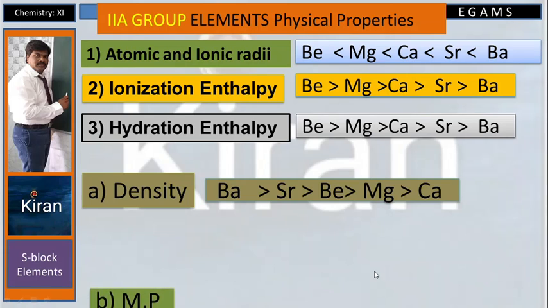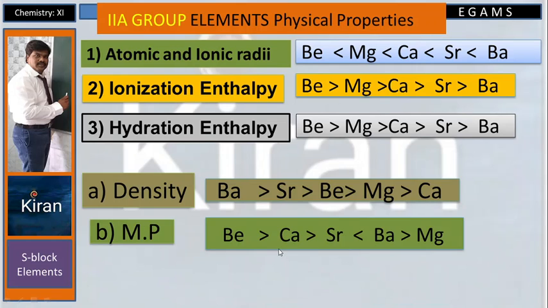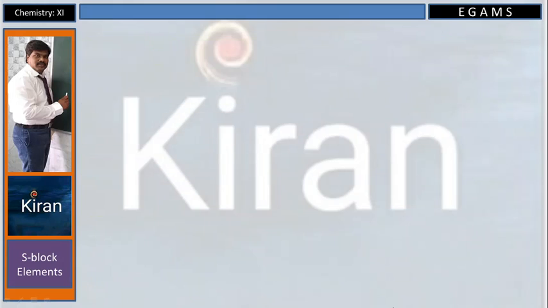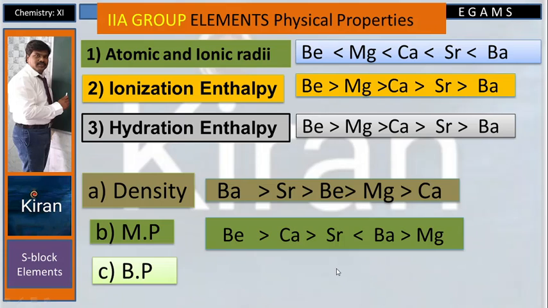When coming to the melting point order, the melting point follows this order: beryllium is greater than calcium, and the element with the least melting point is magnesium. The highest melting point element is beryllium. In the same way, the boiling point is also in this order only.